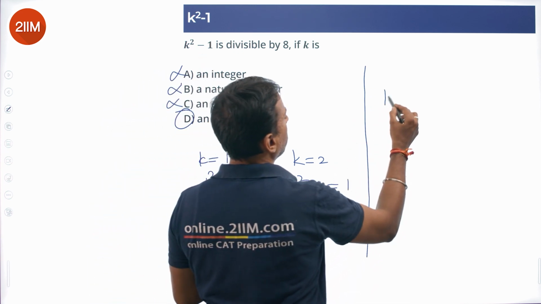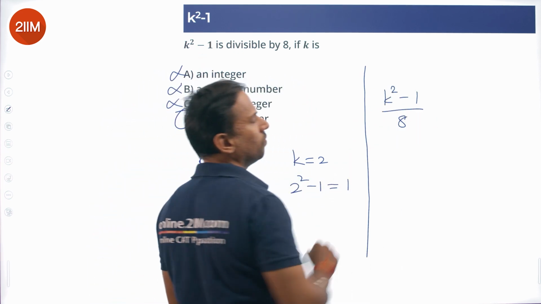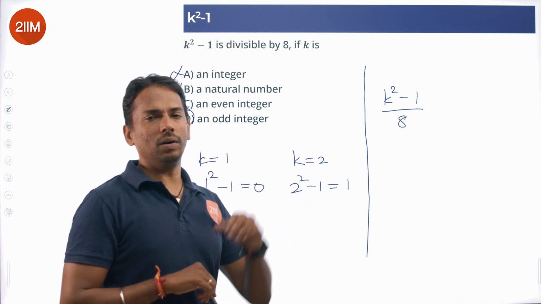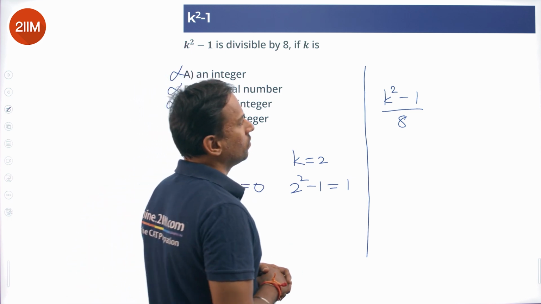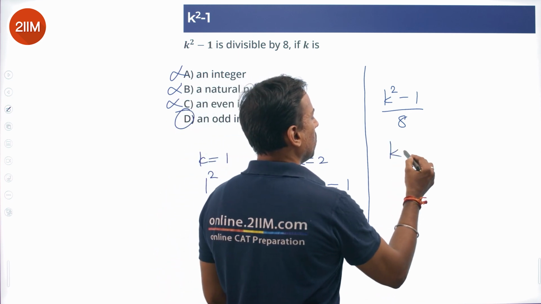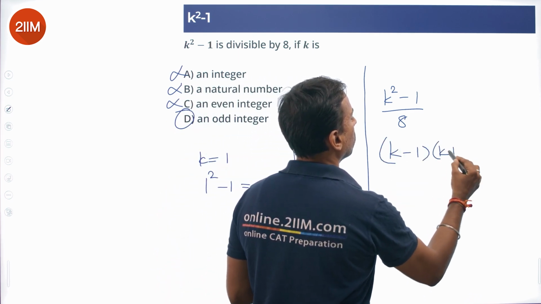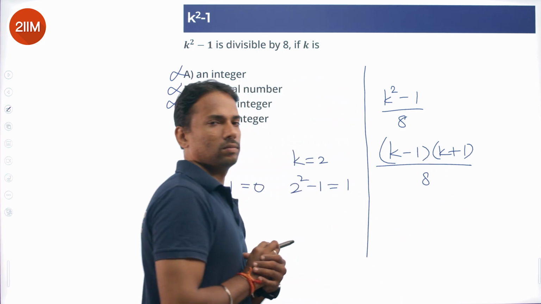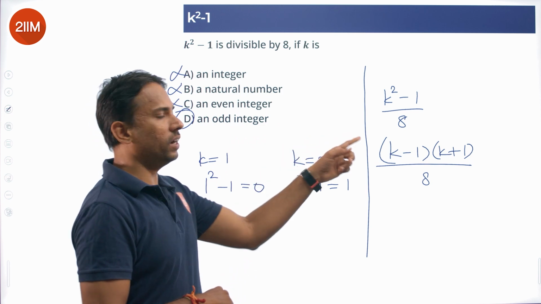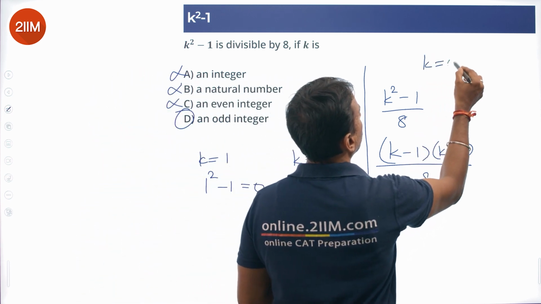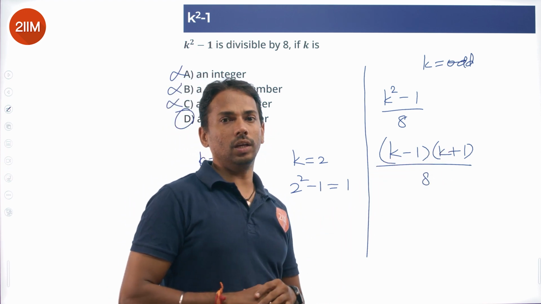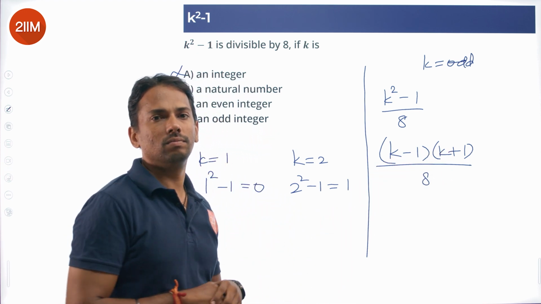What expression do we have? K square minus 1. We'll have to check whether it is divisible by 8 when k is an odd number. Say k is an odd number. We'll try to verify that. Fine. Now this is k square minus 1. We can factorize it: k minus 1 into k plus 1, by 8. Now we have one beautiful idea. If k is an odd integer, for us k is odd, that means we can tell something: k minus 1 and k plus 1, they both should be even.